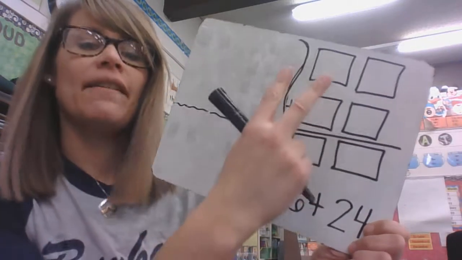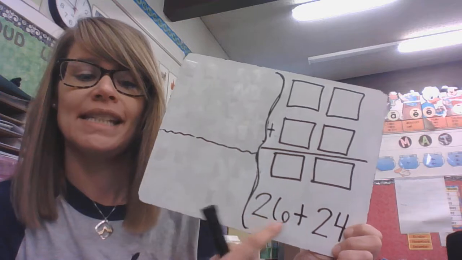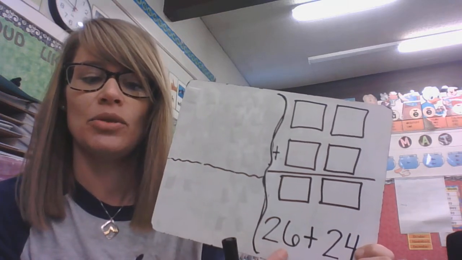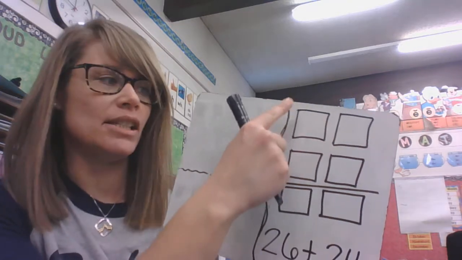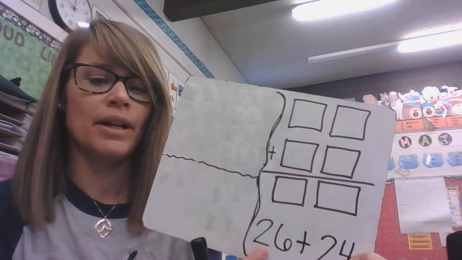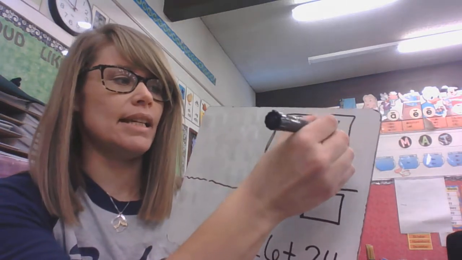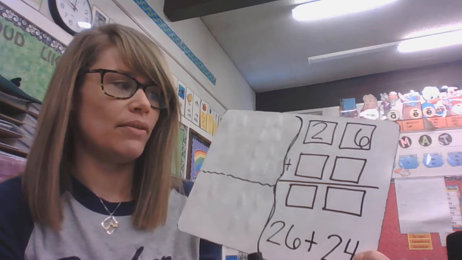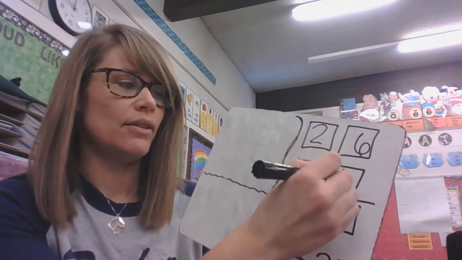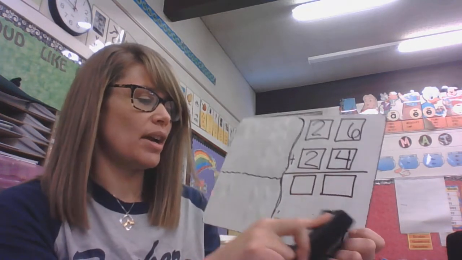All right, so if you look, I've got my box. I've got 26 plus 24. Let's go ahead and set that up in our boxes. Our first number is 26. Remember, our tens go on this side, our ones on this side. How many tens are in 26? 2. How many ones? 6. And then down here in 24, how many tens? 2. How many ones? 4. Okay, now that I'm set up, I am good to try my math.